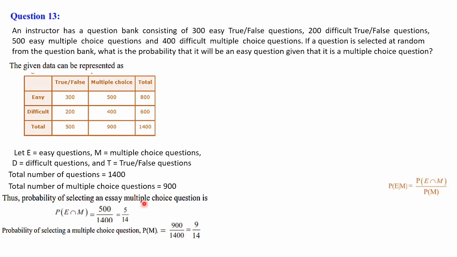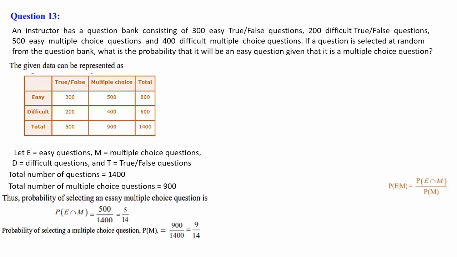Once again, this part I will explain. What we have to calculate is the probability that it will be an easy question given that it is a multiple choice question. Easy question means E given M. So that is what we have to calculate, P of E given M. The formula is P of E intersection M divided by P of M. E intersection M in the sense easy multiple choice questions. There are 500 easy multiple choice questions out of 1400 questions. So 500 divided by 1400, 5 by 14 is the answer.